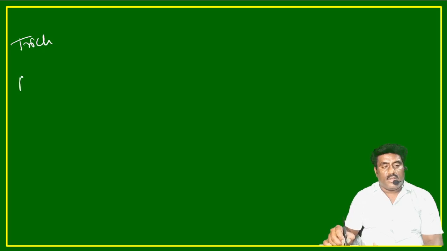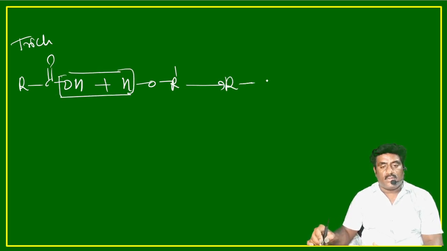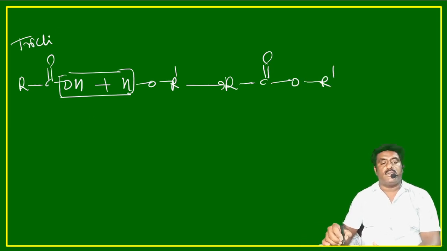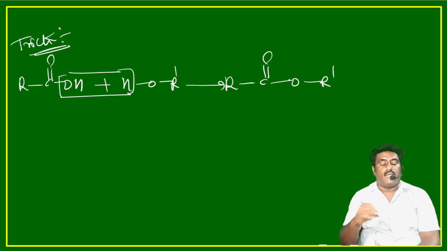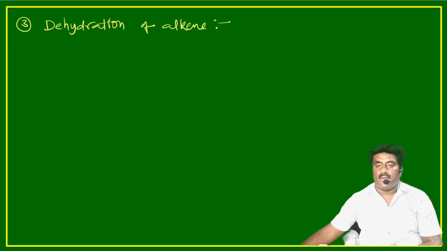Very simple. Carboxylic acid RCOOH plus alcohol ROH. Remove the water, H2O, and add the product RC double bond O R. This is the way to write the esterification product. What next? Next is the dehydration of alcohol to alkene.